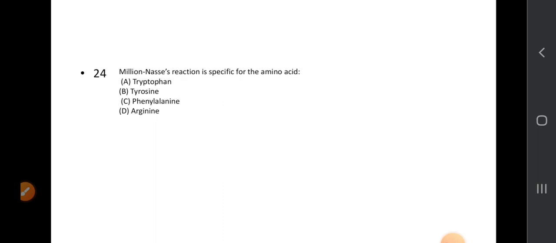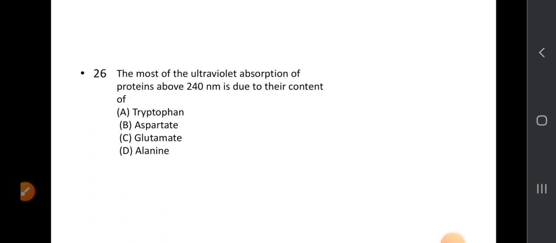24th question says Millon-Nasse reaction is specific for the amino acid A. tryptophan, B. tyrosine, C. phenylalanine, or D. arginine. Pause the video, write your answer. 25th says ninhydrin with evolution of CO2 forms a blue complex with A. peptide bond, B. alpha amino acid, C. serotonin, or D. histamine. Again pause the video and write your answer. 26th question says the most of the ultraviolet absorption of proteins above 240 nanometer is due to their content of A. tryptophan, B. aspartate, C. glutamate, D. alanine. Pause the video and write your answer.